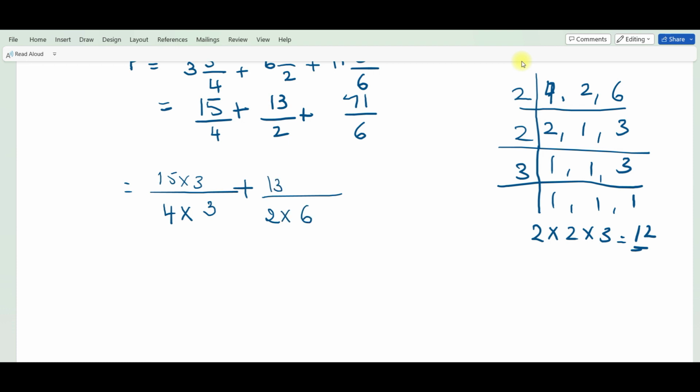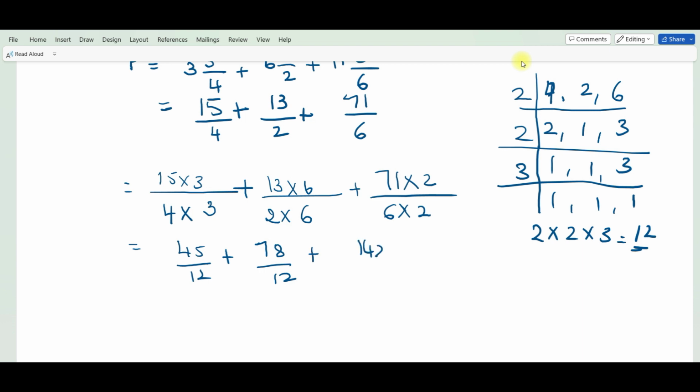So I also do the same with my numerator. I have 6 here, so it is 6 2 times, which would give me 12. Now it is 71 into 2. So simply solving this, I get 45 on 12 plus 78 on 12 plus 142 on 12. Now this is a like fraction, as all the denominators are same.